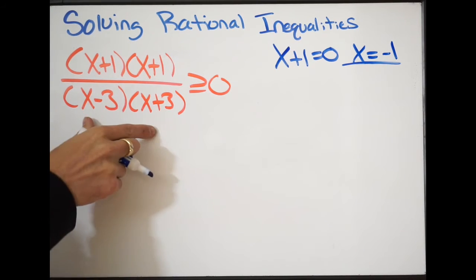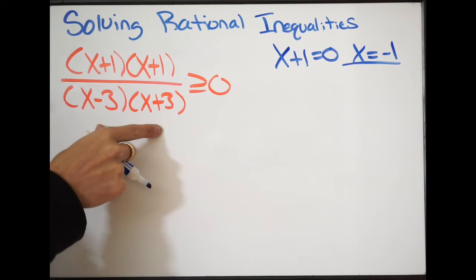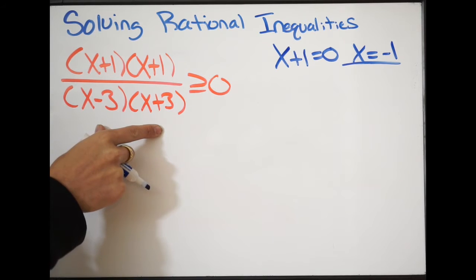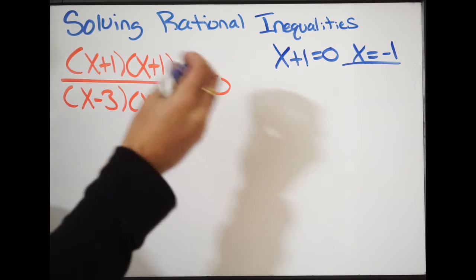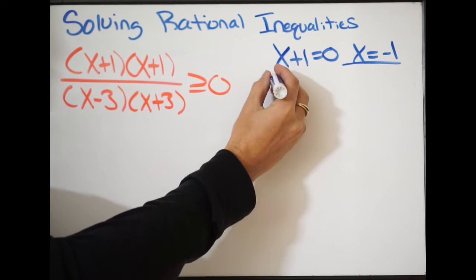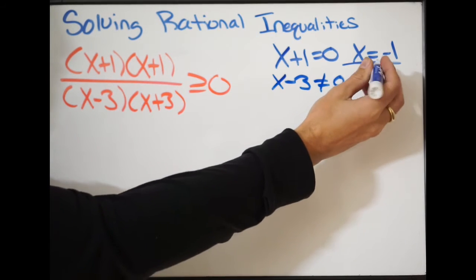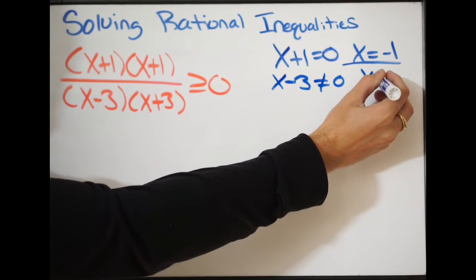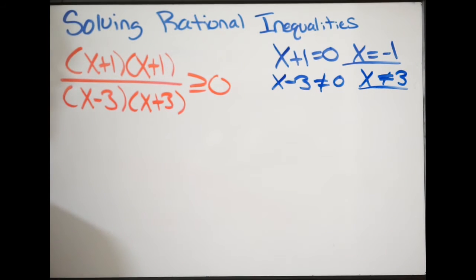Now doing the denominator, we do the same thing, but just remember, instead of setting it equal to 0, we set it not equal to 0, because we can't have a 0 in our denominator since then it will be undefined. So let's do our first factor. We get x minus 3 not equal to 0, and when we solve it, we get x is not equal to 3. There's one point of interest.